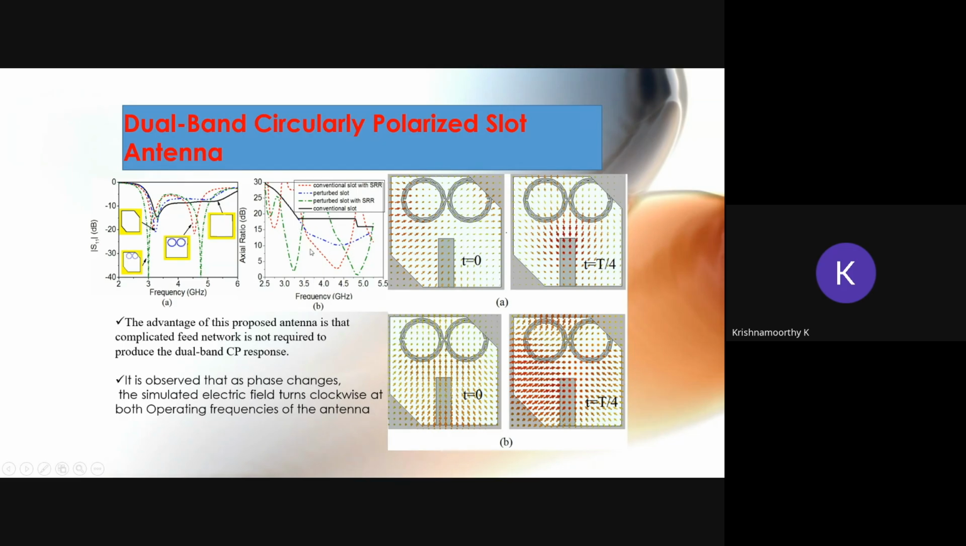So this is the axial ratio bandwidth for the different configurations shown here. But the corner shorted configuration loaded with the connected split ring is going to give the dual band with circular polarization. Okay, so this is the electric field distribution at different time instants. Using this electric field distribution, we can confirm that the electric field is going to rotate as time progresses. So we can get circular polarized antennas here.